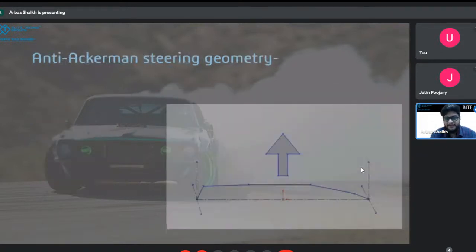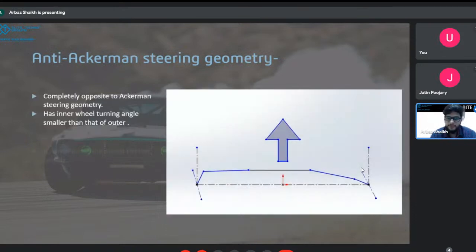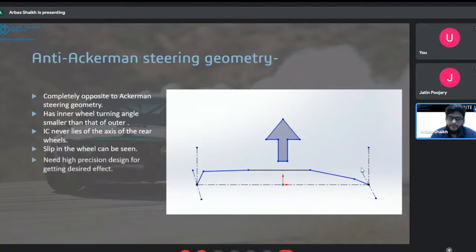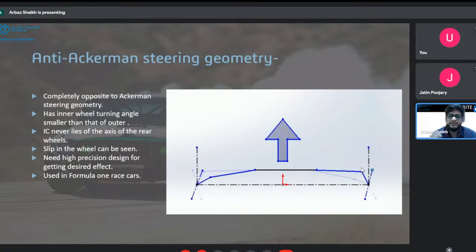Then we moved on to anti-Ackerman geometry. It is completely opposite to your Ackerman geometry. In this type of geometry, the outer wheel will have the higher angle. You can think of it as a mirror image when you keep a mirror in front of your vehicle. Okay, so that's the mirror image kind of geometry that happens in anti-Ackerman geometry, and it is used in Formula One races. It needs high precision to design, and you need to know a lot of data.